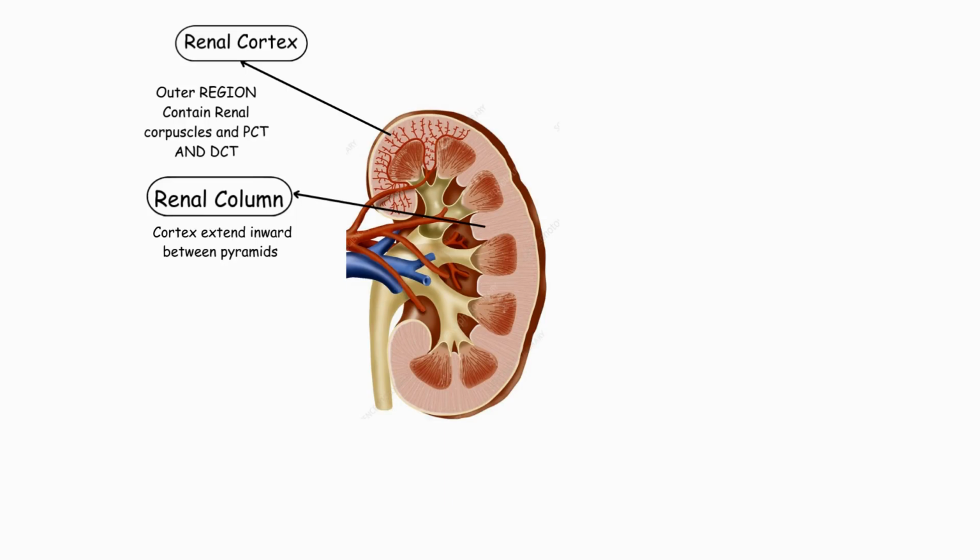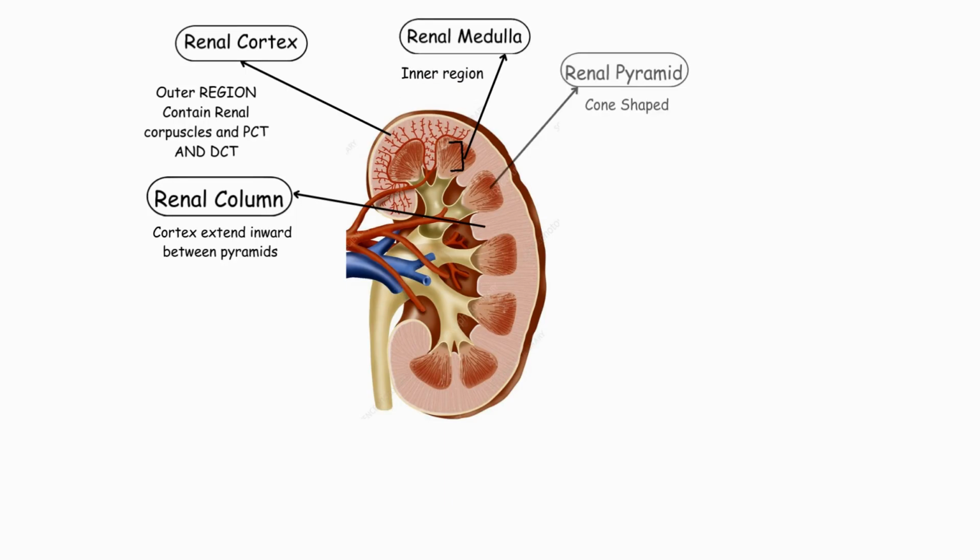The renal medulla is the inner region of the kidney. This region is made up of cone-shaped renal pyramids, which contain the loop of Henle and collecting duct. The tip of a renal pyramid is known as the renal papilla.